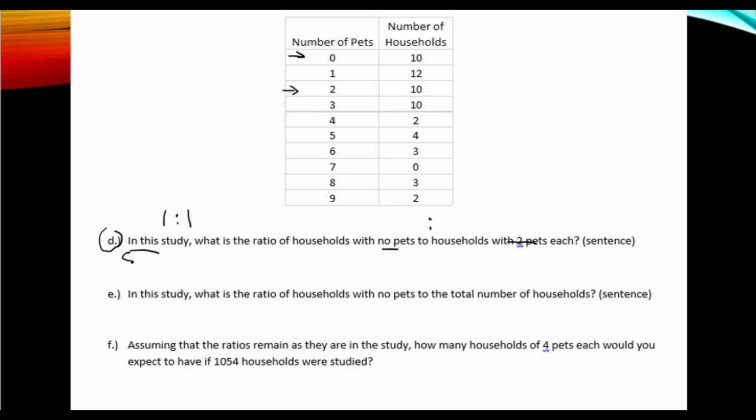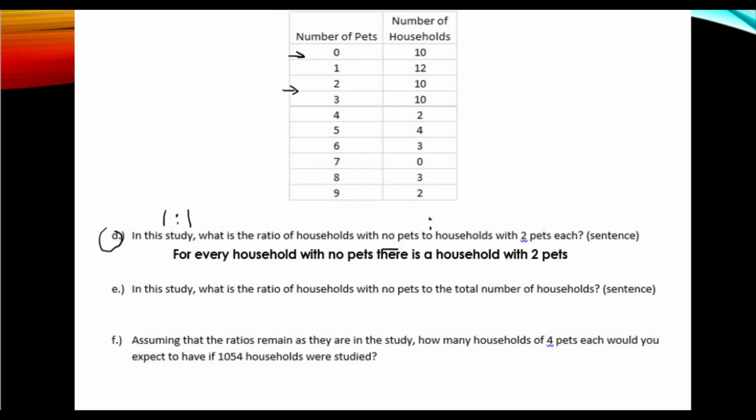You might want to put it on pause and think about how you would write that as a sentence. So there's the sentence you might want to consider. There are a lot of ways to write it, but I wrote it: for every household with no pets, there is a household with 2 pets.